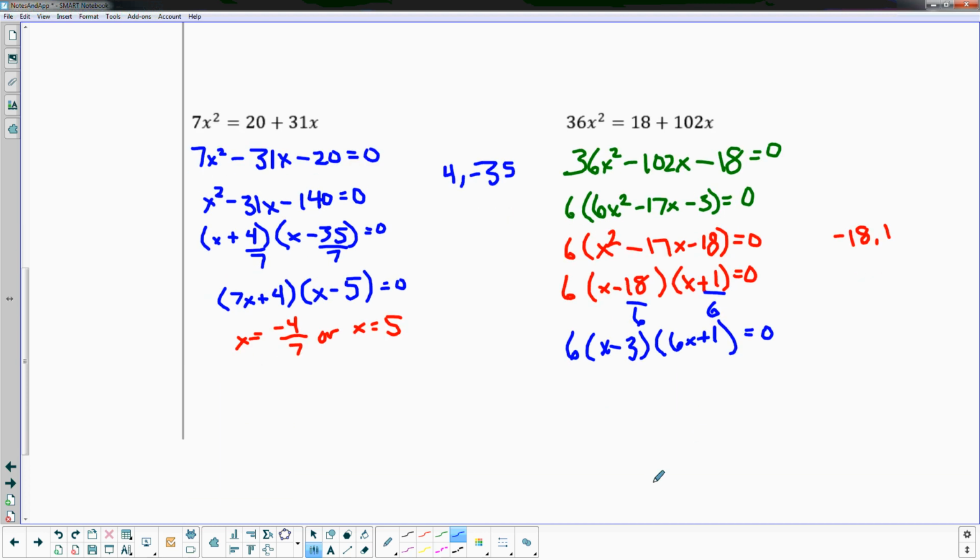And now we can use our zero product property. Okay, using our zero product property, either x minus 3 equals 0. That would mean that x equals positive 3. Or 6x plus 1 equals 0, so I'd subtract 1 and then divide by 6. So x equals negative 1 over 6.